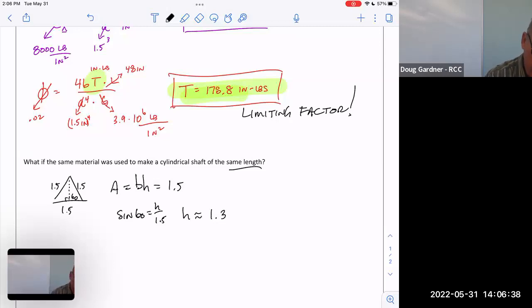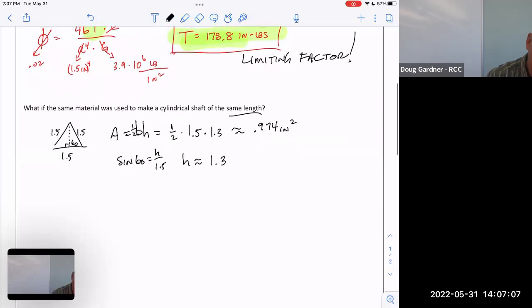So I can say, oh, this is 1.5. Area of a triangle is base times height times a half. I forgot the half earlier. So it's 1/2 times 1.5 for the base times the height of 1.3. So I get an area of 0.974 approximately. And that'd be square inches.